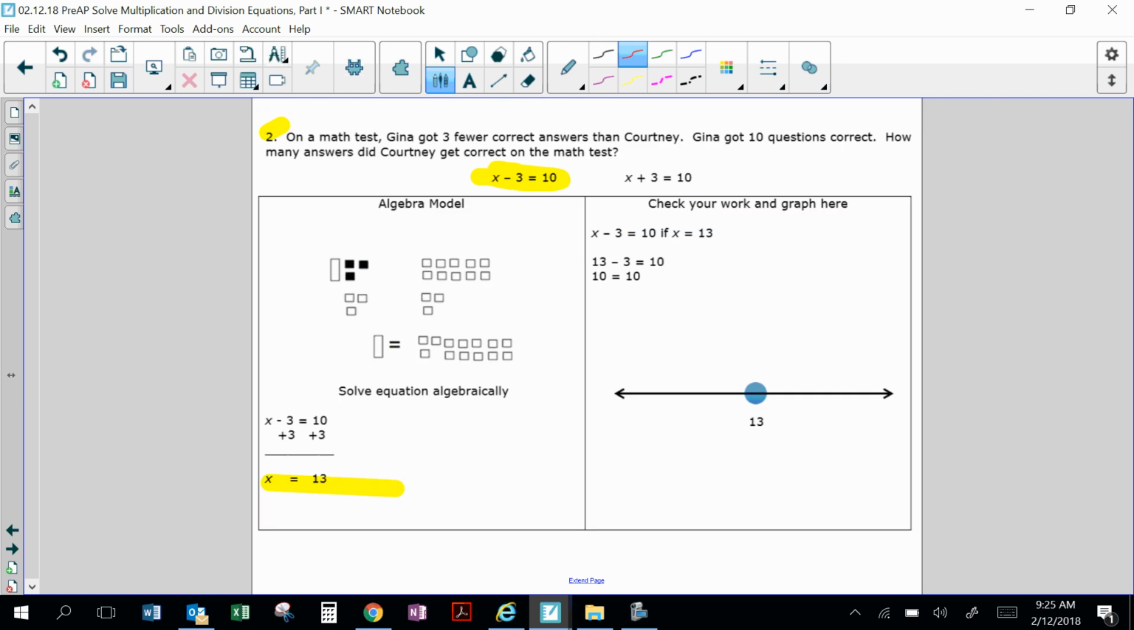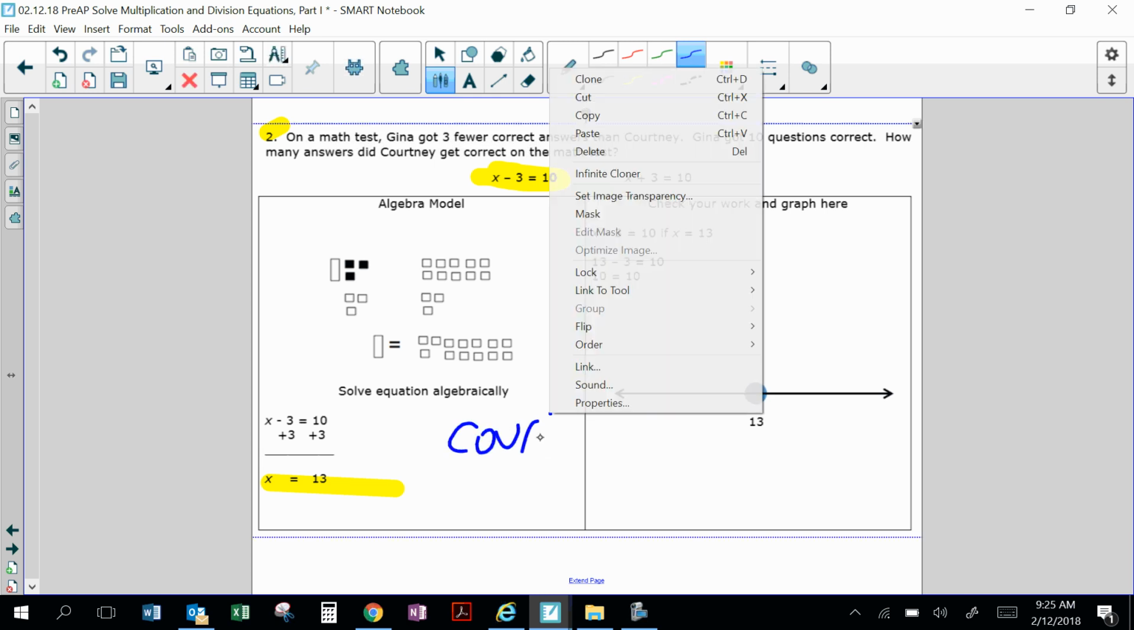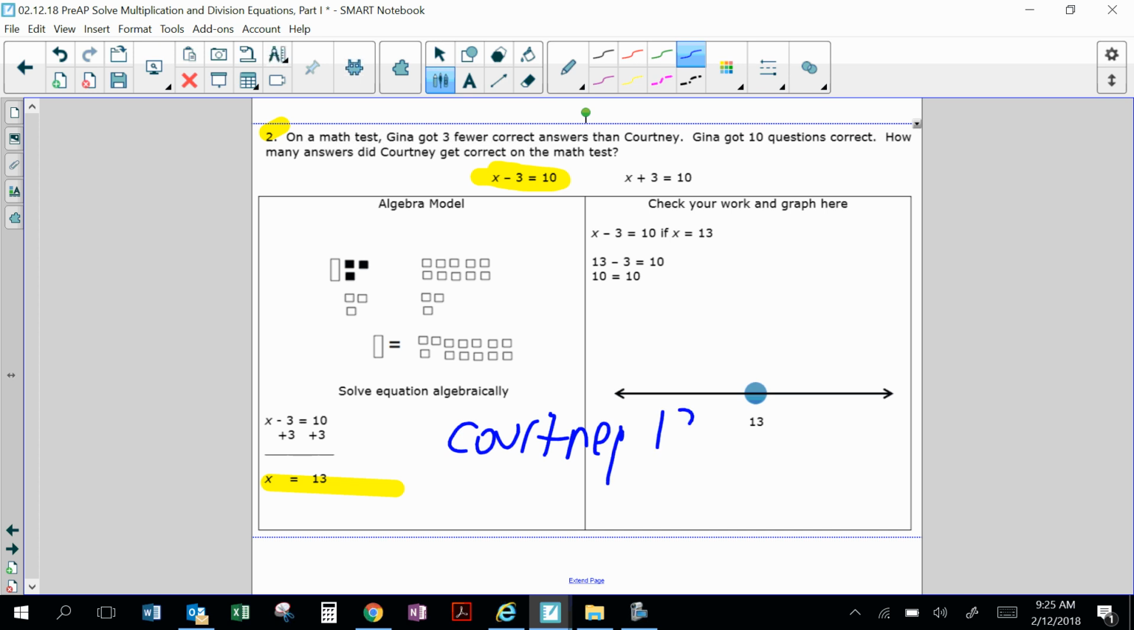Number 2, on a math test, Gina got 3 fewer answers than Courtney. Gina got 10 questions correct. How many answers did Courtney get correct on a math test? It should be x minus 3 equals 10, and the answer should be x equals 13. If you do not get it, let me explain it. So that means Courtney answered 13 correct, while Gina answered 10.